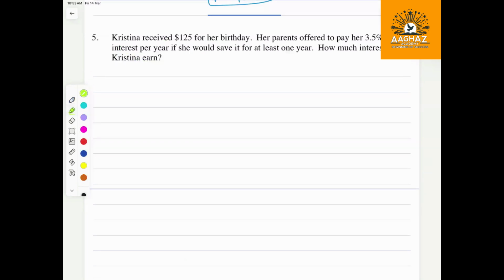For this question, K is a person and he received these dollars for her birthday. Her parents offer to pay 3.5% simple interest per year. So what is the amount? Amount, I mean P, is $125. Her parents offer to pay her 3.5% simple interest rate if she would save it for at least 1 year. I mean, time is 1 year.